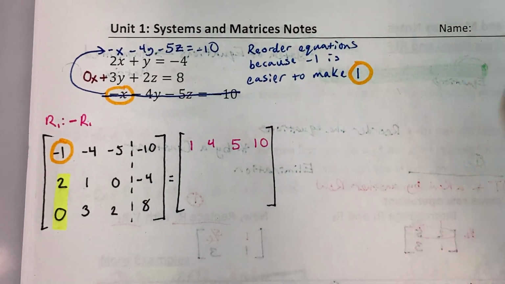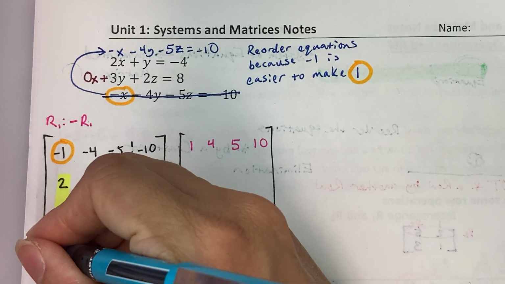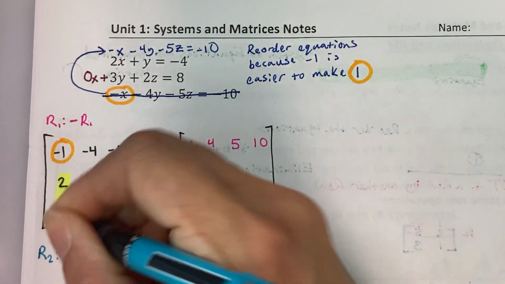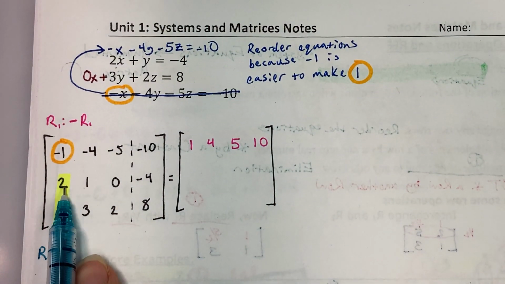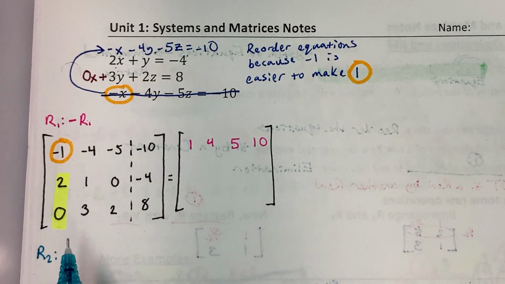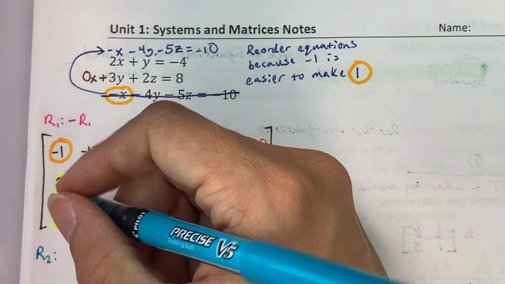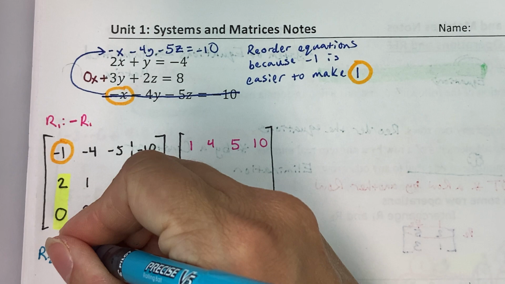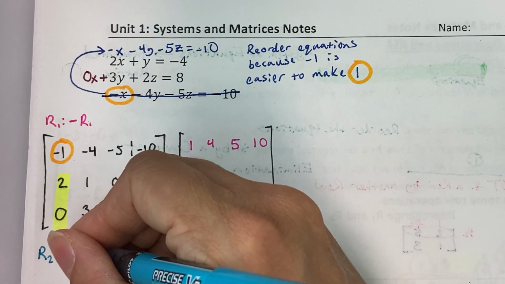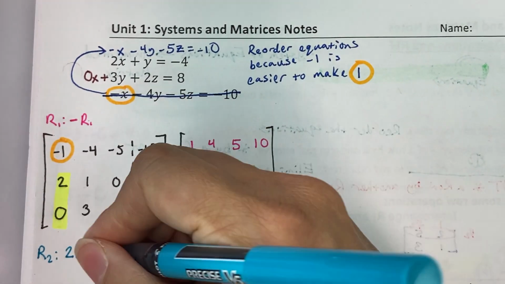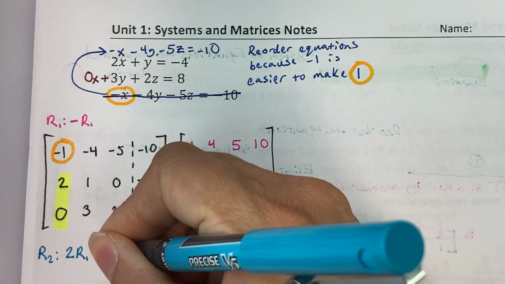So I'm going to replace row 2. Always start with the row you want to change. We're replacing row 2 because we want to make that 2 be a 0. And how are we going to do that? By multiplying 2 times row 1, which will give me -2, and then adding it to row 2.